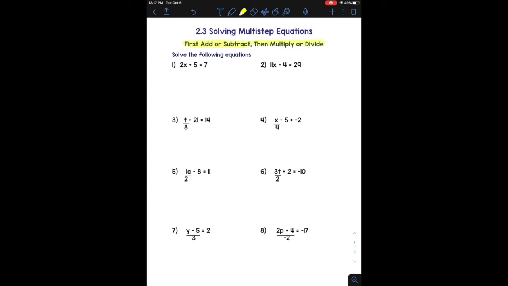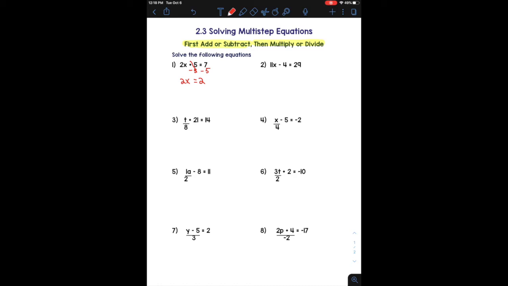What you need to remember is that you always want to first add or subtract and then multiply or divide when you're solving. For example, number 1, should I add or subtract first? Well, we always still want to do the opposite operation, and since addition is in our equation, we're first going to do the opposite and subtract. And we will subtract 5 on both sides. What we'd be left with is 2x, 5 minus 5 is 0, equals 7 minus 5 is 2.